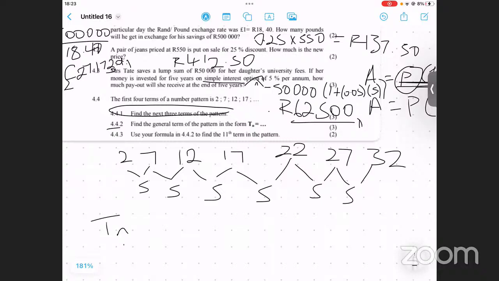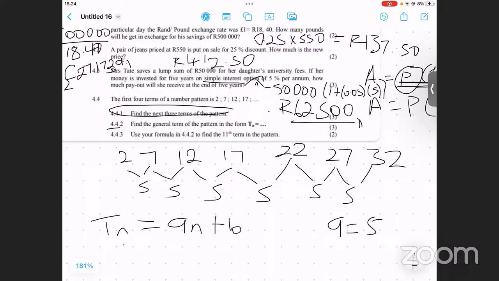So they say find the general term for the pattern in the form Tn is equal to. You can carry on with it. Okay, our formula for this is Tn is equal to An plus B. Our A is going to be 5 plus B. And our Tn is going to be 2. And for our N, we're going to substitute 1. So basically, it's going to be 2 equals 5 times 1 plus b.